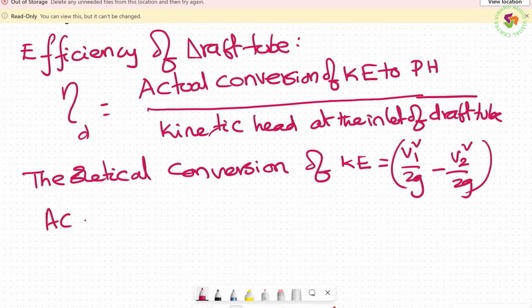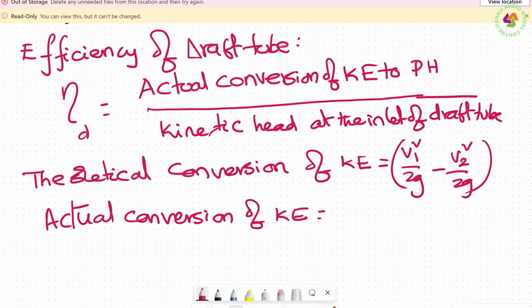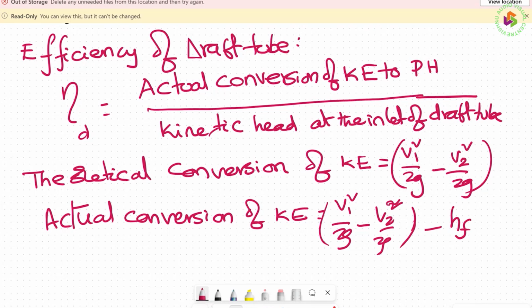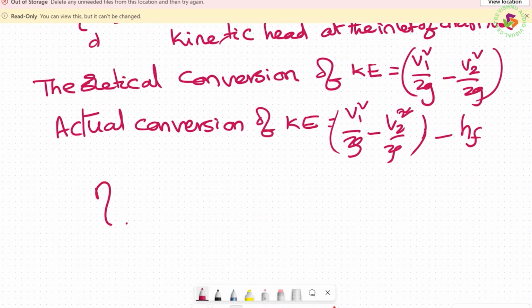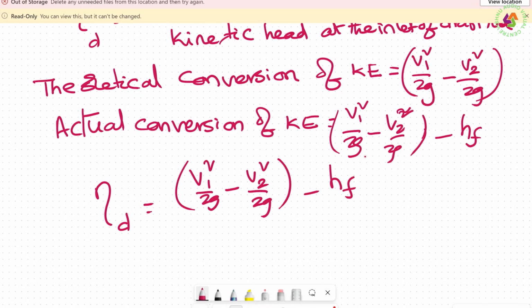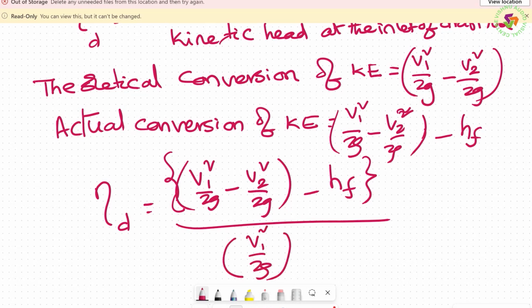Then what is the actual conversion? Actual conversion of kinetic energy is equal to V1 squared by 2g minus V2 squared by 2g minus head loss. Therefore, eta D is equal to V1 squared by 2g minus V2 squared by 2g minus HF, divided by the initial quantity, that is V1 squared by 2g. So this is the draft tube efficiency.